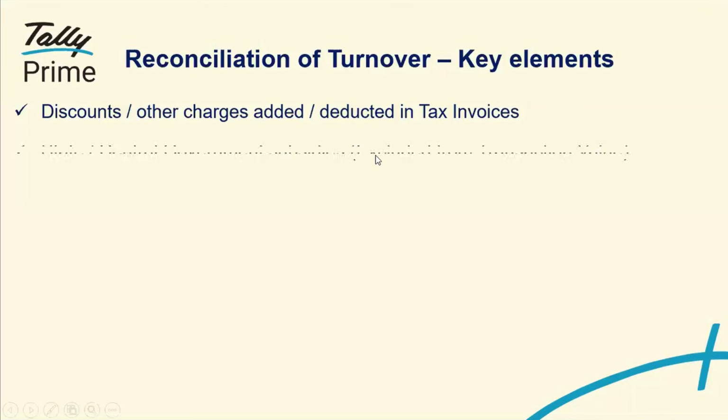So like this discounts, we need to check for other additional charges, if anything has been added to the sales invoices, wherein the outward supply taxable value differs while comparing the sales profit and loss account with the outward supplies.